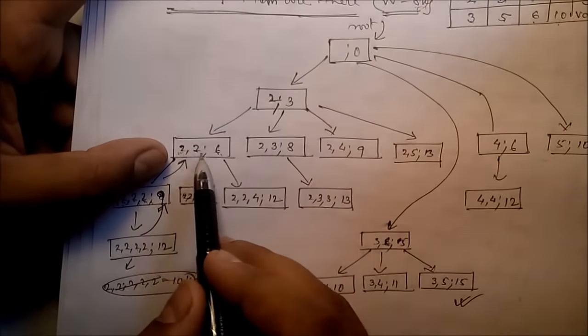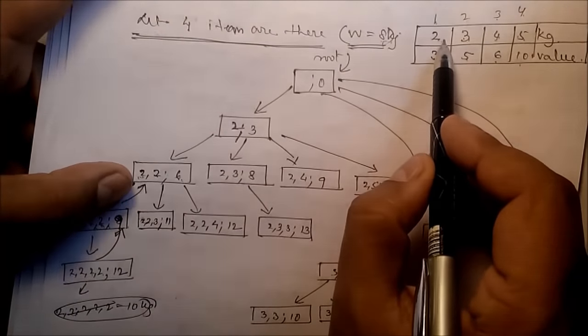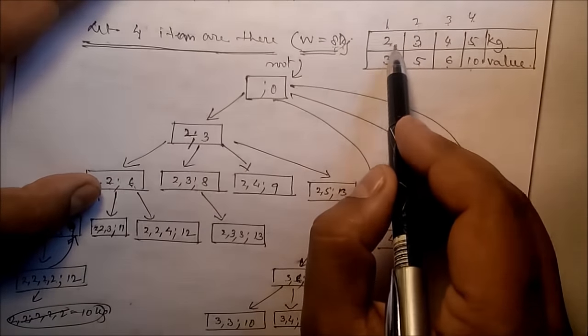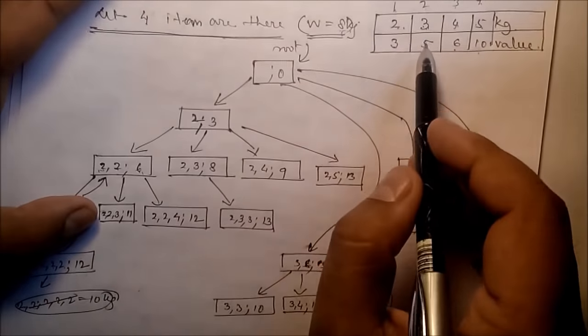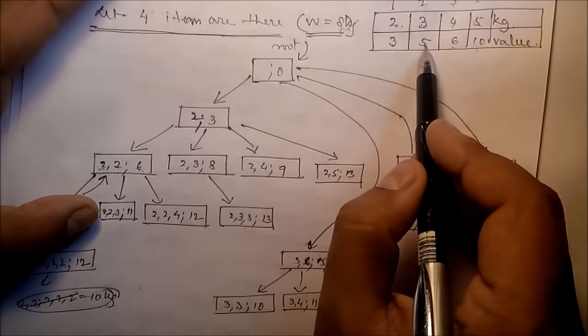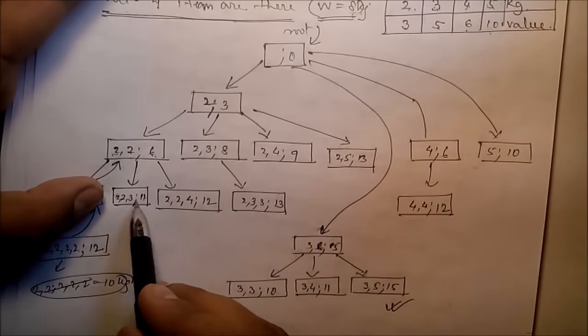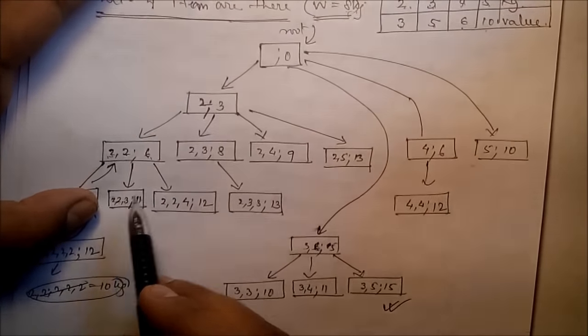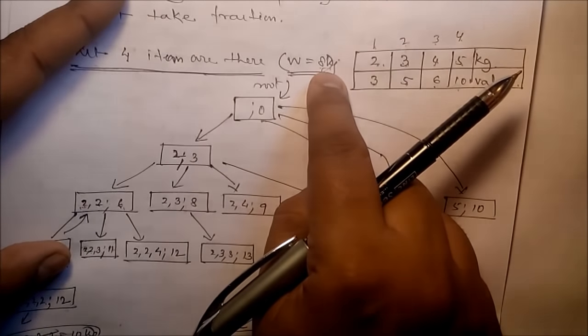Now we can take first item, 2 plus 2 is 4. Now we can take one second item, so 2 plus 2 is 4 plus 3 is 7, and total value 3 plus 3 is 6, 6 plus 5, it is 11. And this weight, 2 plus 2 is 4 plus 3 is 7, 7 is less than 8. Okay, so it is possible.